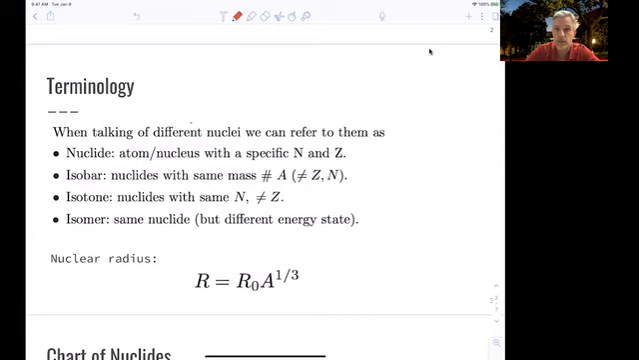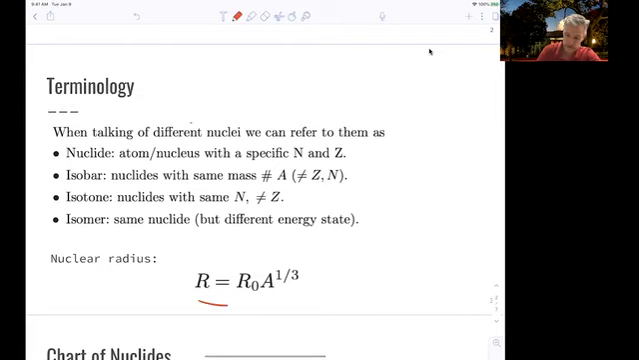Isobars are nuclides with the same mass, the same sum of protons and neutrons, but with varying individual numbers of protons and neutrons. An isotone is a nuclide with the same number of neutrons, but with a varying number of protons, and an isomer is the same nuclide but with different eigenstates, which means different energy states. So we can excite nuclei as they are compound particles.